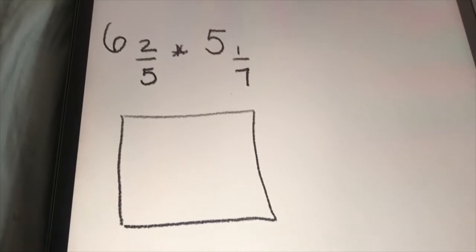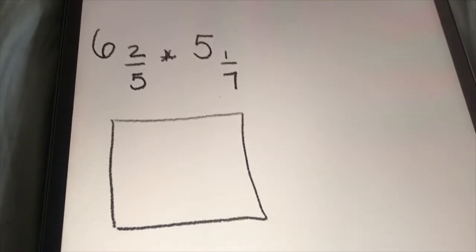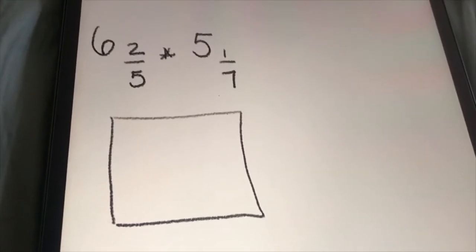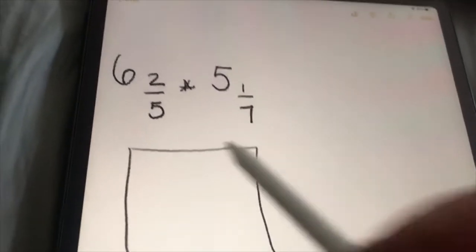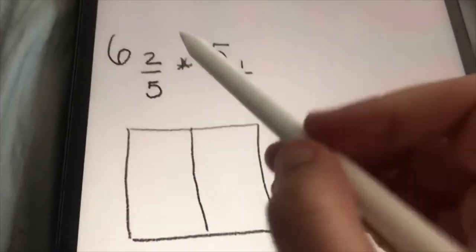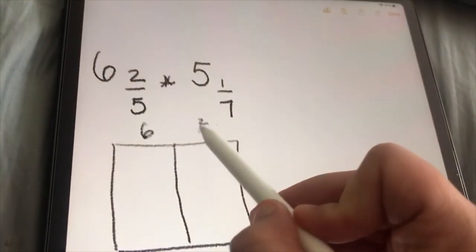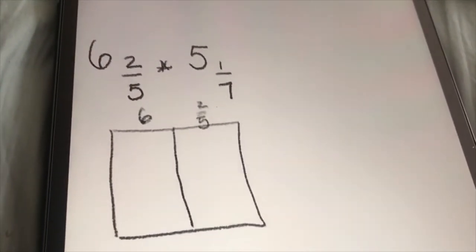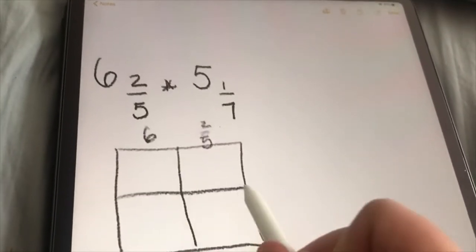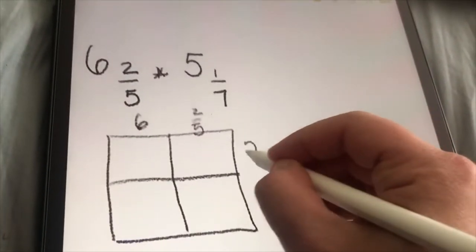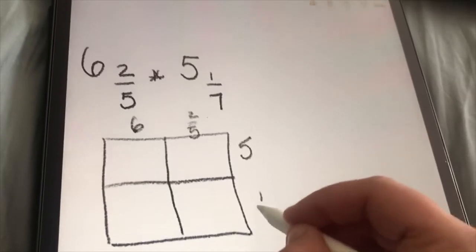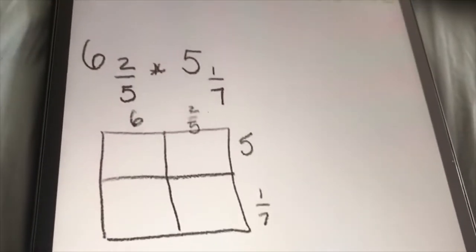Okay, so the next one here is 6 and 2/5 times 5 and 1/7. So step 1 is first to break these mixed numbers apart. So I'm going to write 6 and 2/5 here. Okay, and then going this way, I'm going to do 5 and 1/7.